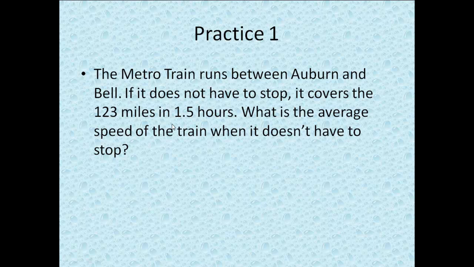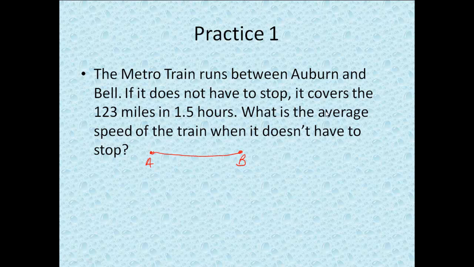So the first thing you'll want to do is read through it just to get a general feel of what's going on, and then usually you want to go back and read through it again and try to figure out what's important. So as I go back here, I'm going to look at it sentence by sentence. It says the Metro train runs between Auburn and Bell. Okay, so I'm going to do just a little bit of a visual here, and I am going to let my first dot be Auburn and my second dot be Bell. So here's where my train is going, between those two.